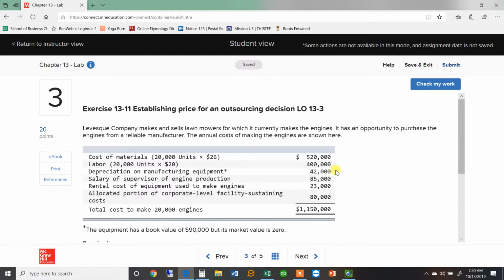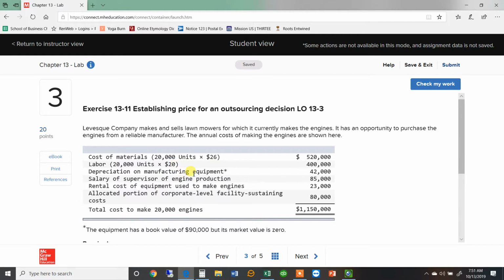Lavasque Company makes and sells lawnmowers for which it currently makes the engines. It has an opportunity to purchase the engines from a reliable manufacturer. The annual cost of making the engines are shown here. So here they've got the cost for the materials. It costs $26 every time they use those materials. The labor is $20 every time that they have to make a new engine.